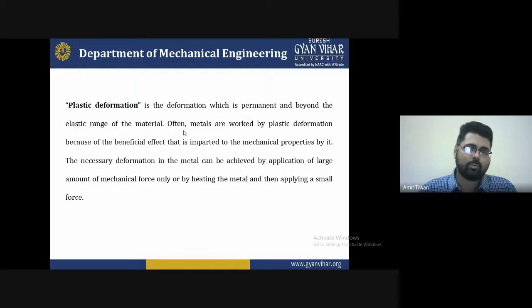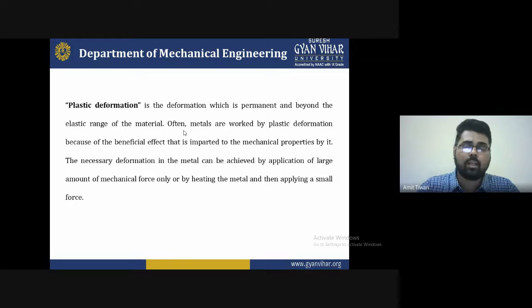So what is plastic deformation? Plastic deformation is the deformation which is permanent and beyond the elastic range of the material. The first line indicates that. Because we know that if permanent deformation occurs, it will not regain its original shape after applying some load. And after the permanent deformation, it will break at the ultimate tensile strength of the particular material.